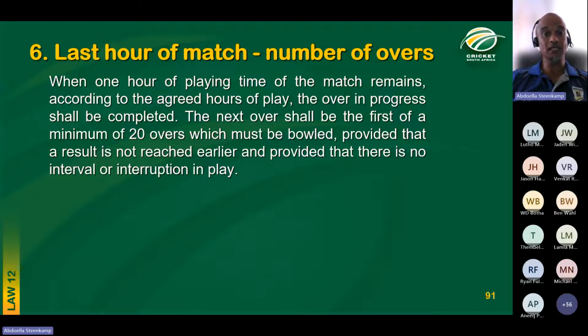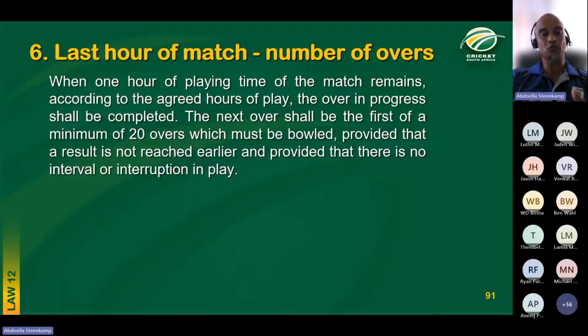Let's see what the law tells us. The law wants a minimum of 20 overs to be bowled in that last hour. So from 4 o'clock till 5 o'clock, 20 overs must be bowled. If it starts at 4 and we get to 5 o'clock and the fielding side has only bowled 15 overs, play needs to continue until 20 overs are bowled, as per the laws of cricket.